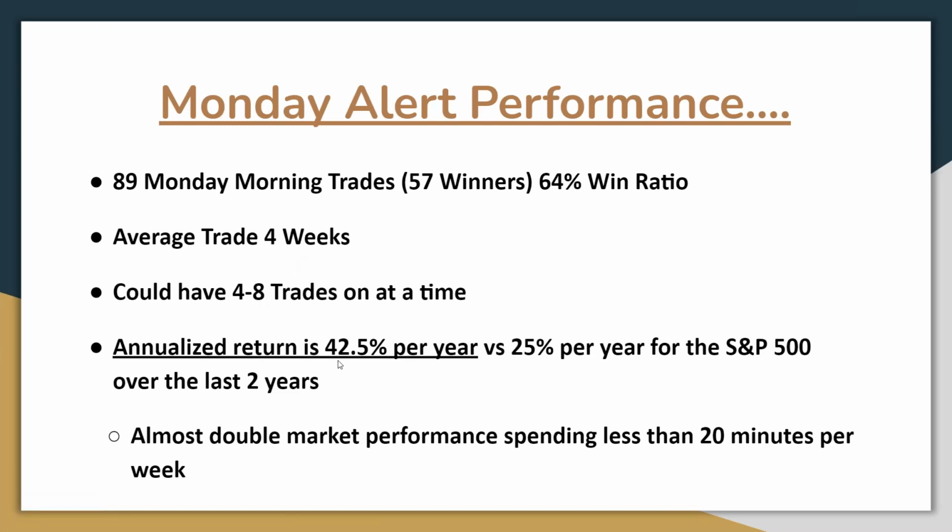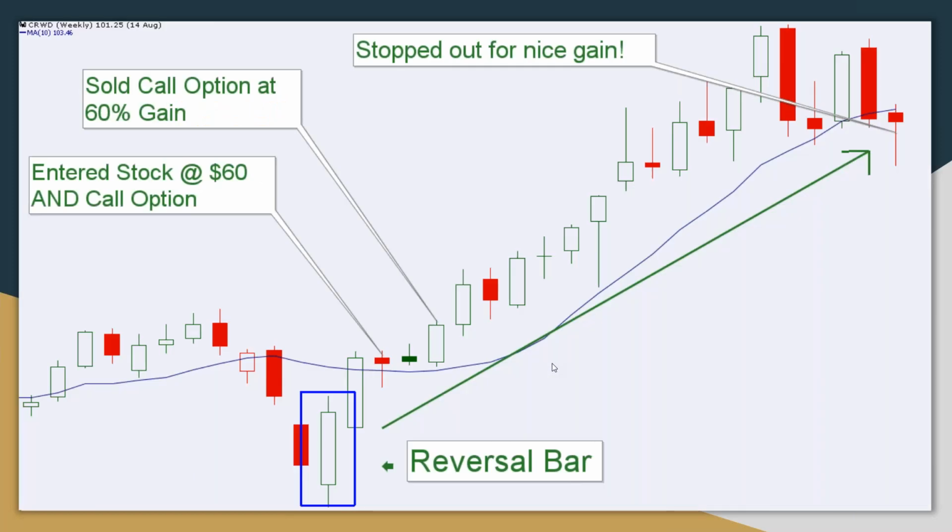The annualized rate of return on these, if you put it into a portfolio, is 42.5% per year over the last 2 calendar years versus 25% per year for the S&P 500. So we almost doubled the market performance, spending less than 20 minutes per week. And our drawdown was almost nothing compared to the 35% drawdown of last year. We just completely sat in cash and waited on that reversal signal to happen. So it's done pretty well.